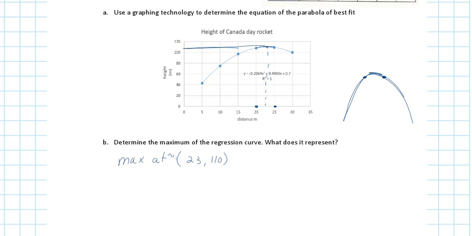Okay, so the firework will reach a maximum height of about 110 meter, at a horizontal distance of about 23 meter.